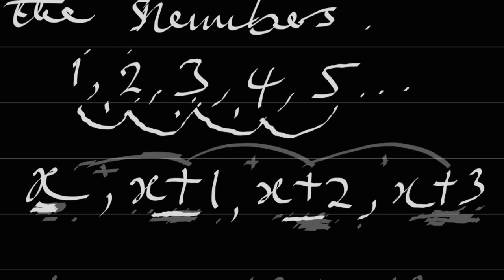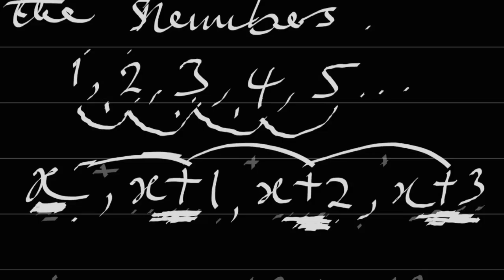These are consecutive numbers. This is the first one, this is the second one, this is the third one, this is the fourth one. So if you look at it, you will see that the gap between them is 1, 1. When you add 1 to this number, it gives you the next one. Fine. We have set the background. We are going to move on now.